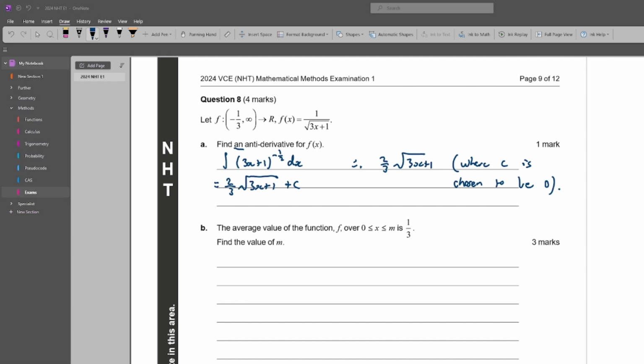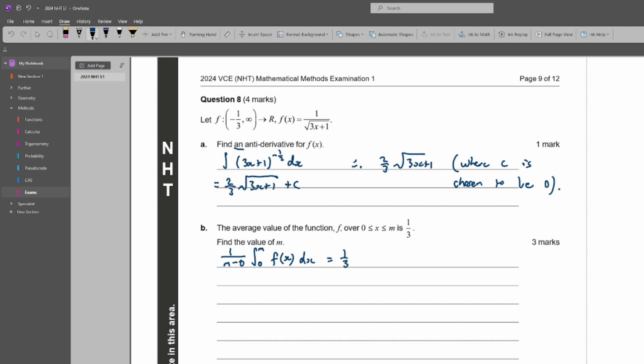Okay, the average value of the function f between 0 and m is 1/3. Find the value of m. So our average value is going to be 1 on m minus 0. And we could think of this as dividing by the width of the function to find the average value, because we're multiplying by the reciprocal of the width. So we're going to integrate from 0 to m, lower bound to upper bound, of our function f of x dx, and this should be equal to our average value of 1/3.